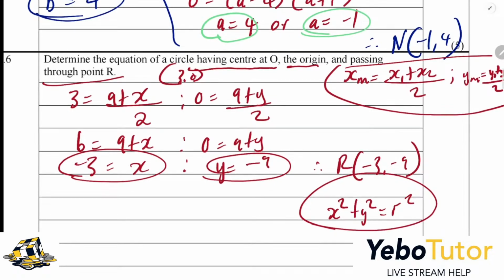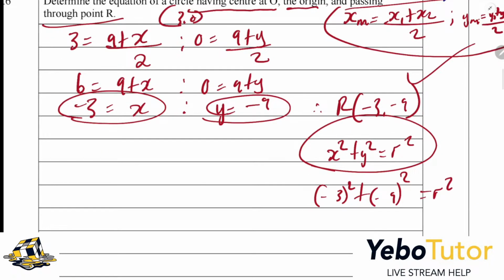So how do we find that when we already know the point negative 3 and negative 9 on the circumference? This is already easy, because this is now negative 3 squared plus your negative 9 squared. Then that will give us your r squared. 3 squared is equal to 9. 9 squared is equal to 81. 81 plus 9 is equal to 90.